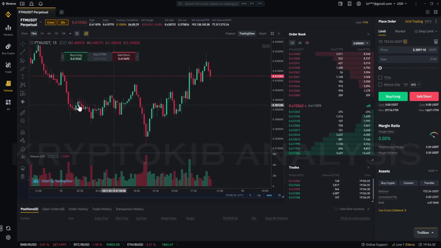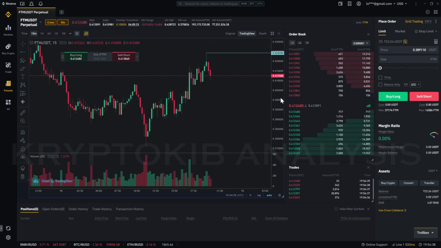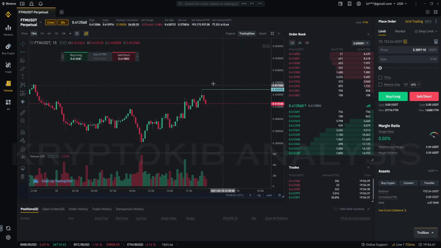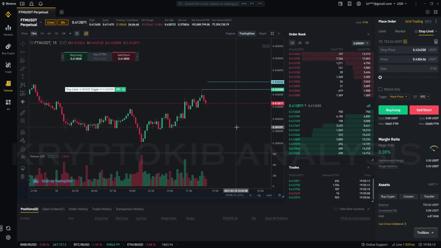Okay, so this is the resistance point. Let me mark this. Let's say this is the resistance point. So I want, once price comes above here, I want to place my order at this point. Then I will come to the stop limit. Stop price will be 0.424200. Then my buy price will be 0.430436. The amount of FTS I want to buy, let me say I want to buy 200 FTS. Then I'll do buy long. Can you see the order has been submitted?